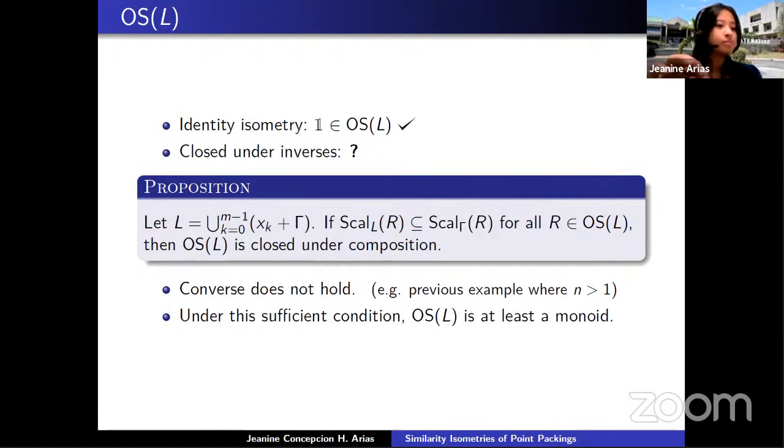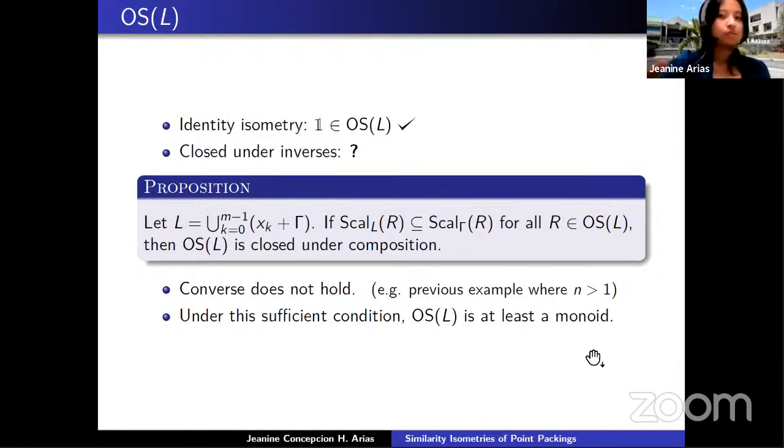First, the identity isometry is in OS of L. Next, closure under inverses remains unsolved. And for closure under composition, we have a sufficient condition. So this one. And the converse of this result does not hold. The counterexample is the previous example where n is greater than 1. So under this sufficient condition, the set OS of L is at least a monoid.